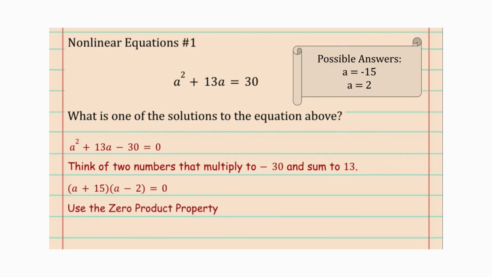Now we're going to use the zero product property. Well, what does that mean? Well, it means that if I have a product like a plus 15 times a minus 2, and that product is equal to 0, which it is, I then know that either a plus 15 equals 0 or a minus 2 equals 0. In either case, my product would be equal to 0. So, with a little bit of algebra, I would get a equals negative 15 or a equals 2.